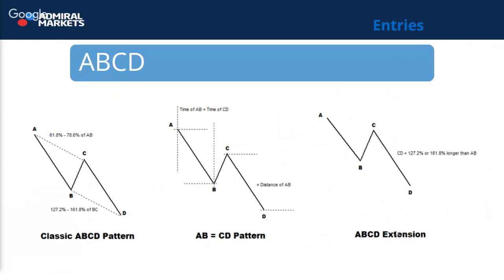We also have ABCD extension where CD equals 127.2 or 618, that is longer than AB, but I don't use it that much. I mostly focus on classic ABCD, where AB equals CD. Okay, so for this, I will actually show you a real chart.